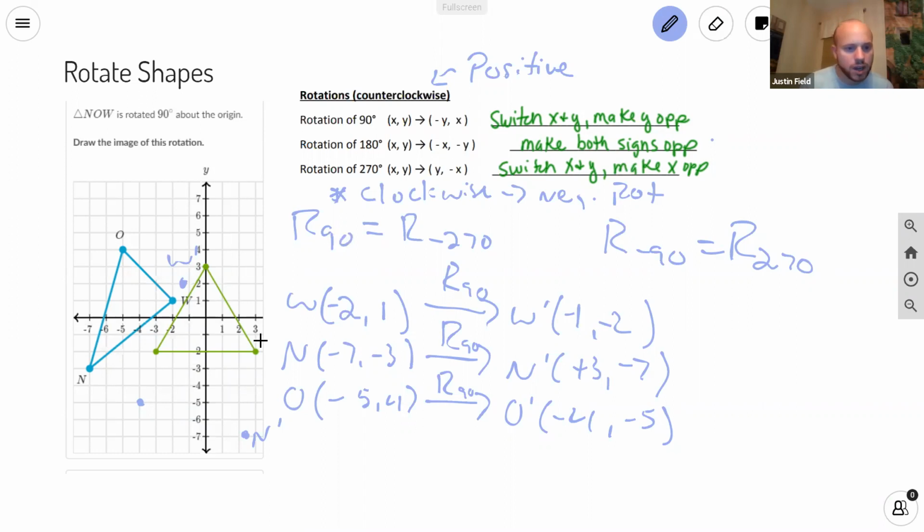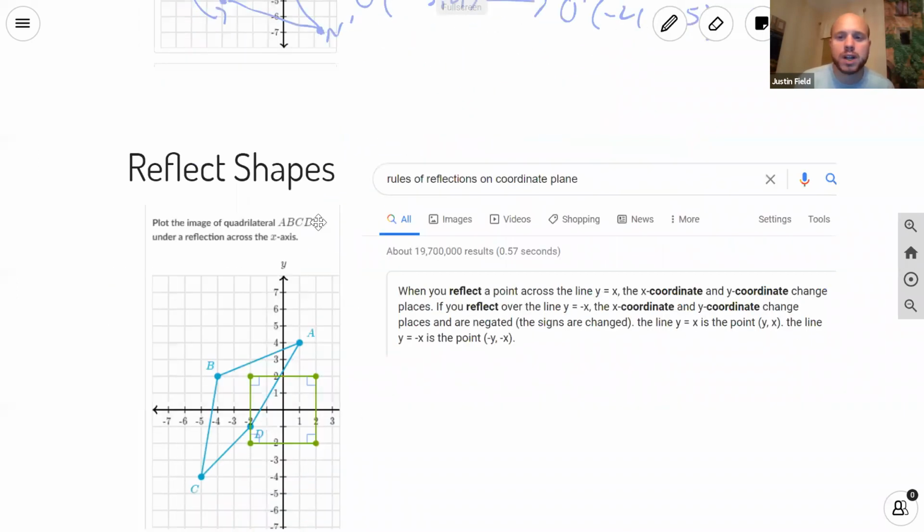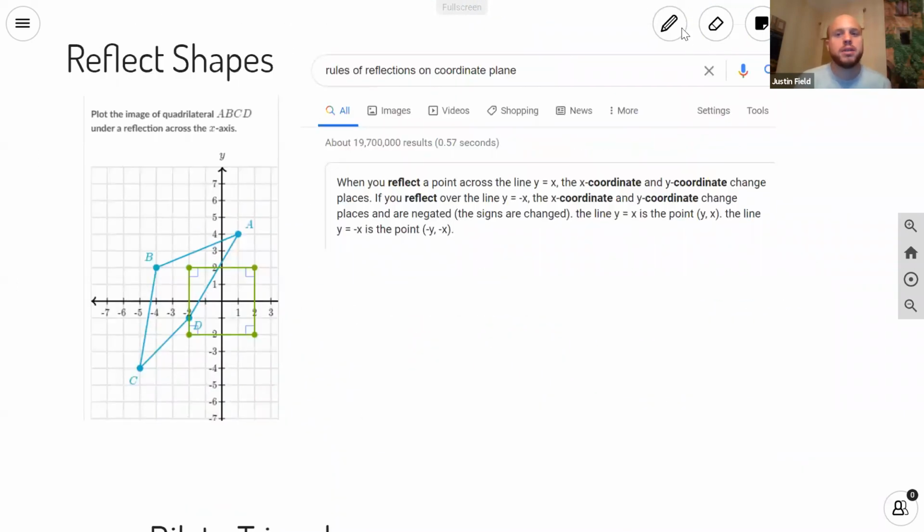So -2, -1, -1, -2. Well, that looks better. Okay. So now this thing is rotated 90 degrees. So that's that right there. Good. I wonder how many people were watching that thinking he made a mistake, he made a mistake.